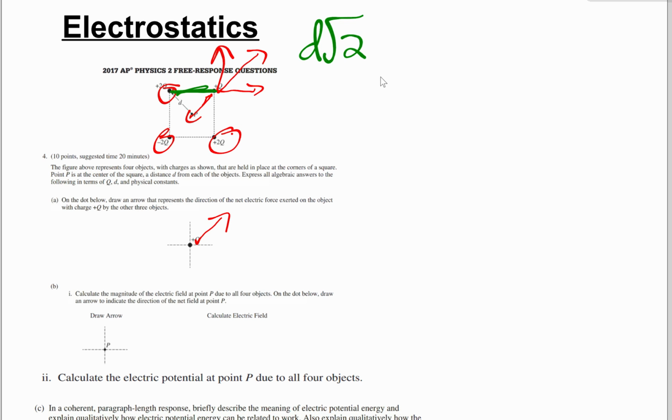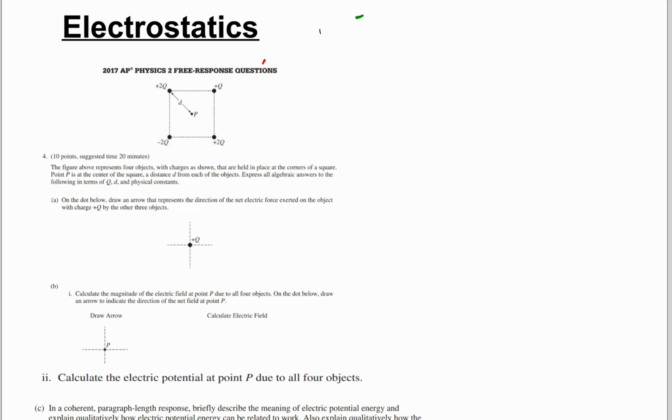All right, for the next part, draw the magnitude of the electric field at point P. Electric field goes away from positive and towards negative. So let's do this guy and this guy. It's going to be going away from both of those, that way and that way. That's going to cancel, so those are canceled.